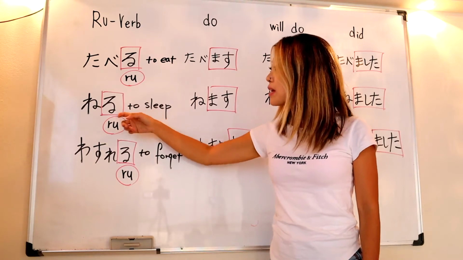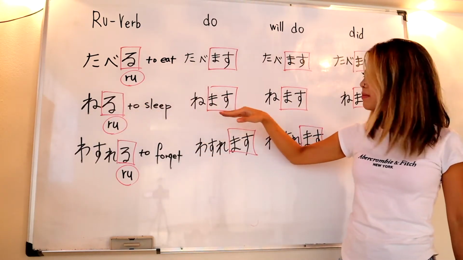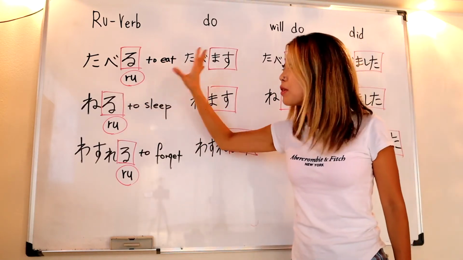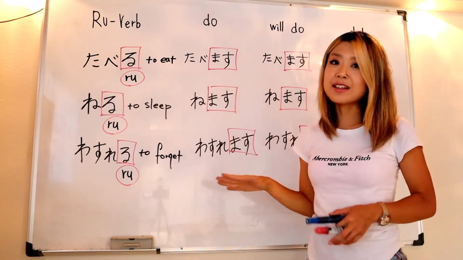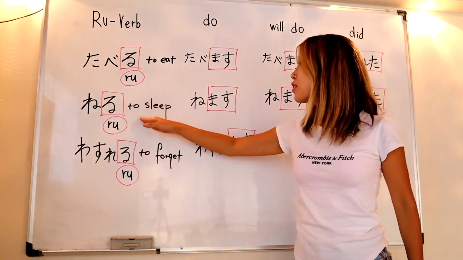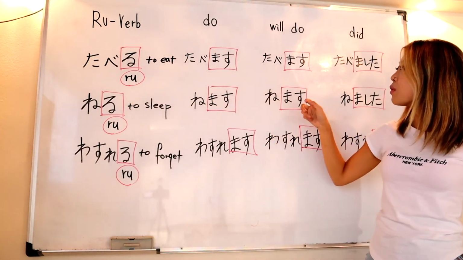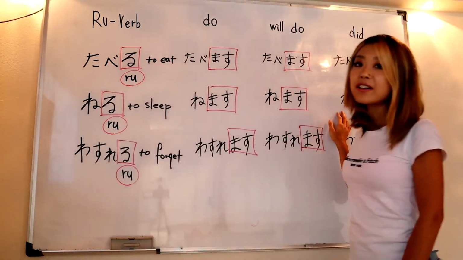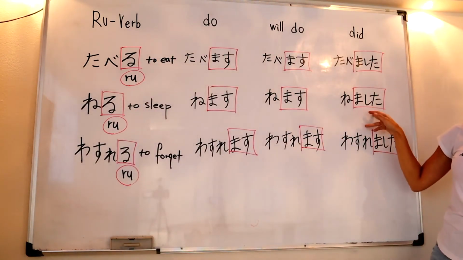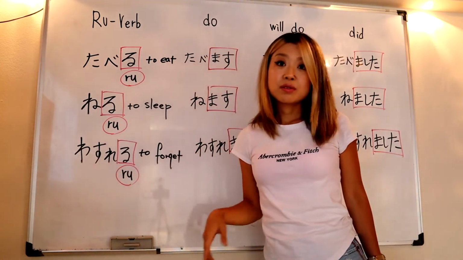Next, to sleep is 寝る. So 寝る to 寝ます. Again, same. Because it's a Ru-Verb, whatever Ru-Verb, millions of Ru-Verbs, is ru to masu. That's it. Okay, that's really simple. So 寝る, 寝ます, I sleep, I will sleep, and I slept, 寝ました. Okay, 寝ました, I slept.